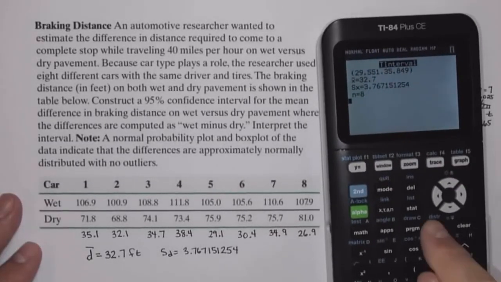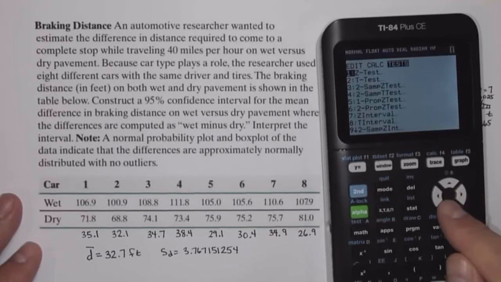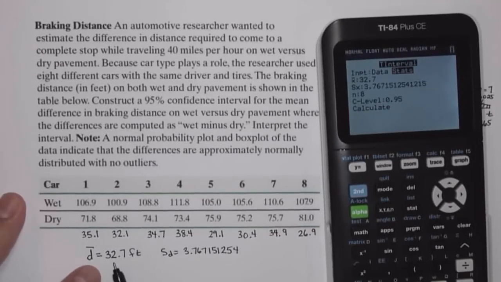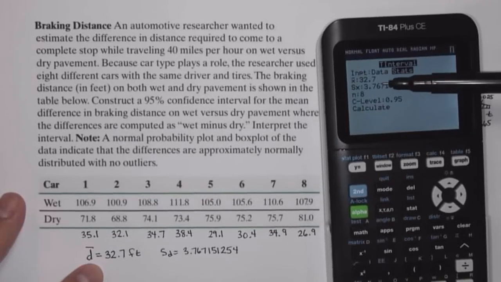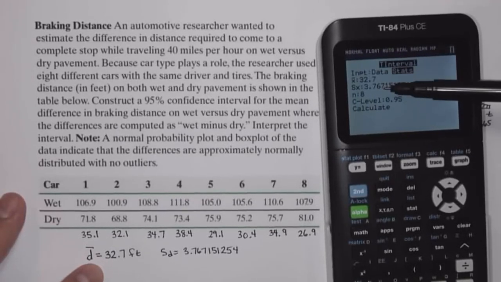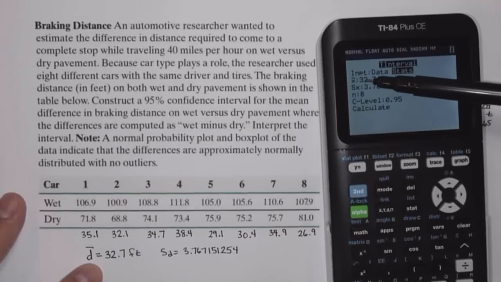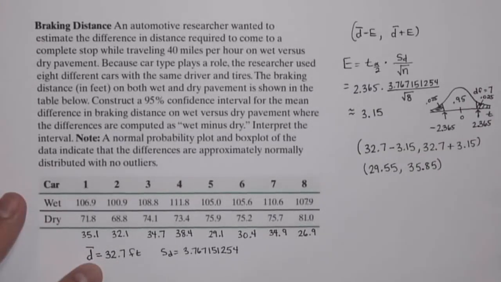Now I could have also done that by going to Stat and Tests and doing a t-interval. And instead of data, if I have statistics, which I do have, I know X bar is 32.7. Now that's really D bar. And I know the standard deviation's 3.76715, and the sample size was 8. We're doing a 95% confidence interval. So instead of using the data in list 3, I already knew my mean and standard deviation if I've calculated those, and so I could use that to do the confidence interval as well.